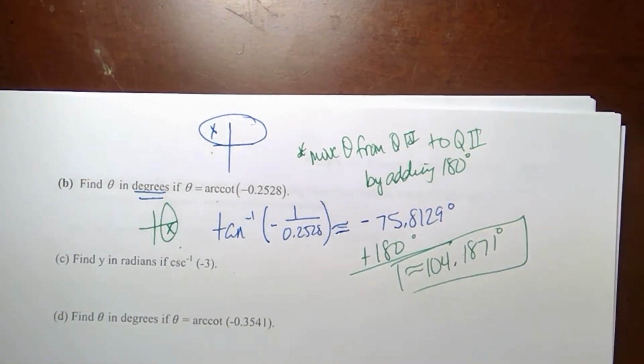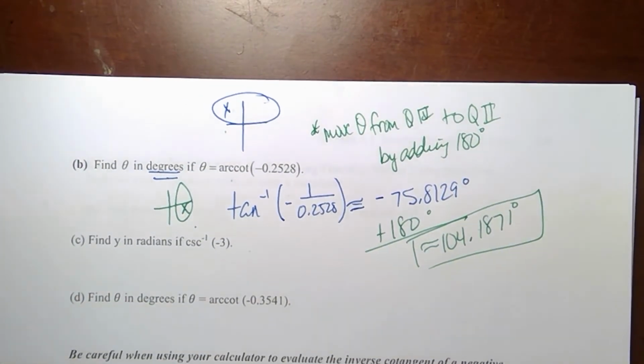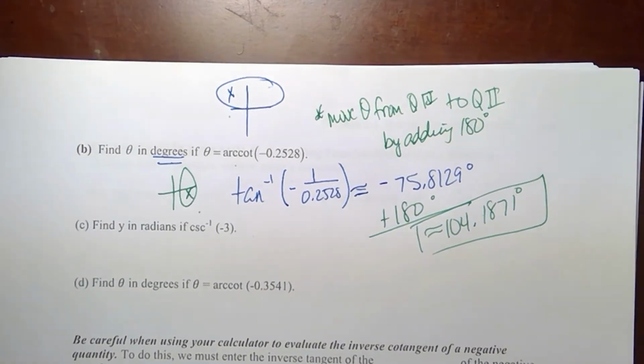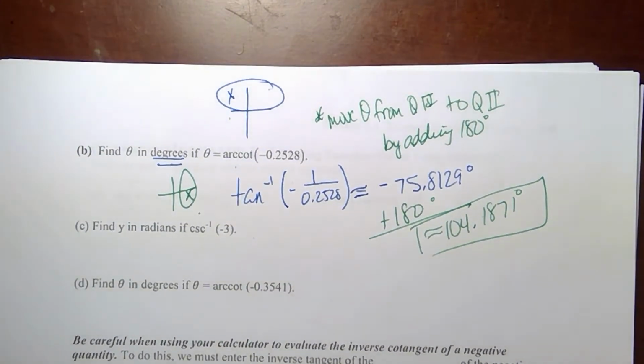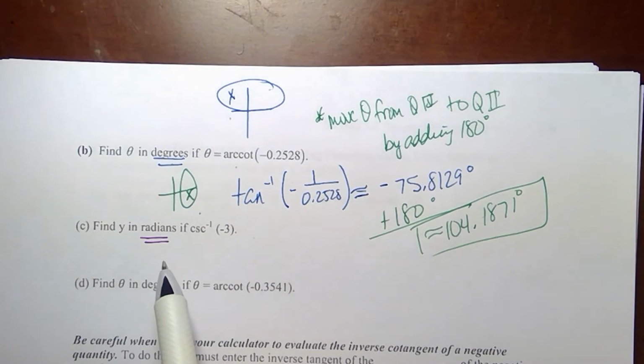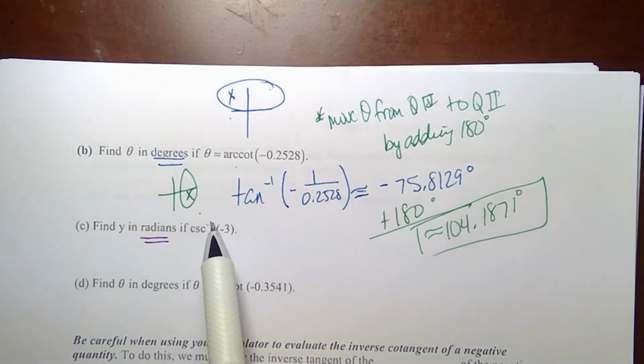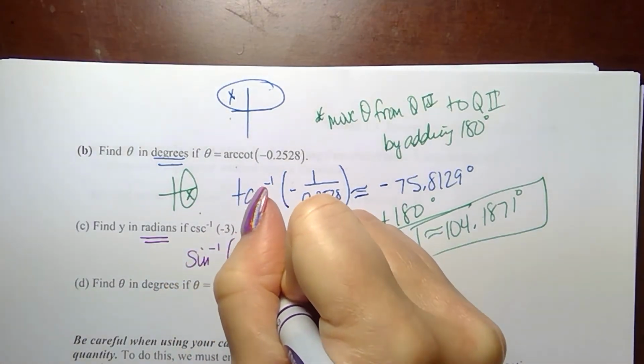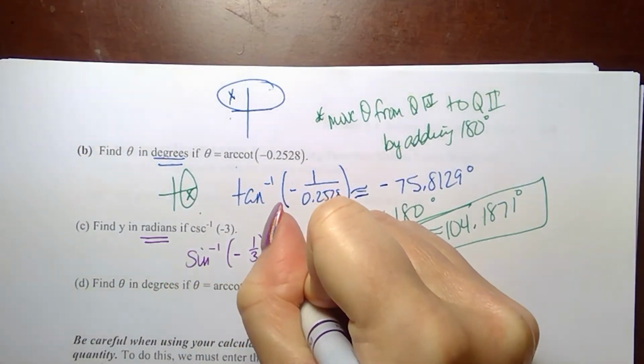So the answer that I'm looking for is a positive 104.1871 degrees. That's the only situation where I have to do that rotation, only if I start with a negative arc cotangent or negative cotangent inverse. All the rest are going to be fine. They're going to stay where they're found. Okay, let's look at y in radians. Make sure you switch your mode again. Cosecant inverse of negative 3 means I'm going to be plugging in sine inverse of a negative 1 over 3.